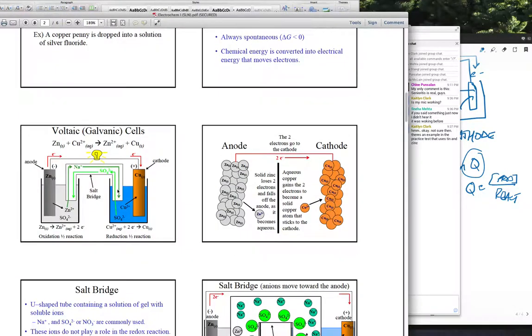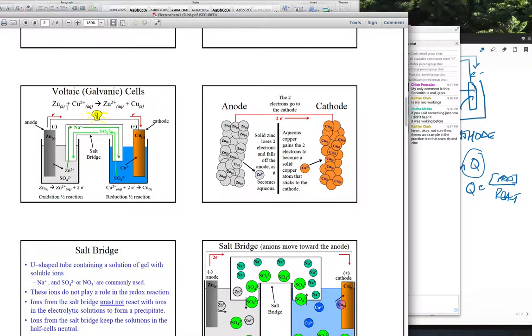Okay. Do you see this cell right here? This is what I was trying to draw. And so your natural log of Q is going to be the products over the reactants. And in this situation, when you have zinc plus Cu2+ going to Zn2+ plus copper, you're really just looking at the ions. The solids don't play any part in it. So it's the Zn2+ over the Cu2+.